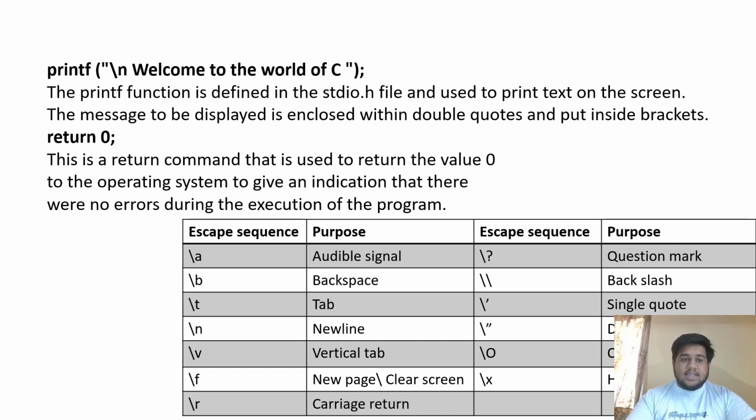Guys, now let us see the printf function in writing a C program. The printf function is defined in the standard input-output header file and is used to print text on the screen. The message to be displayed is enclosed within double quotes and put inside the brackets. return 0. This return command is used to return the value 0 to the operating system to give an indication that there was no error during the execution of the program.